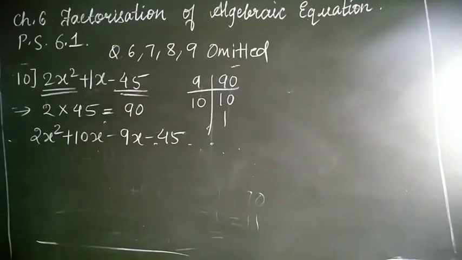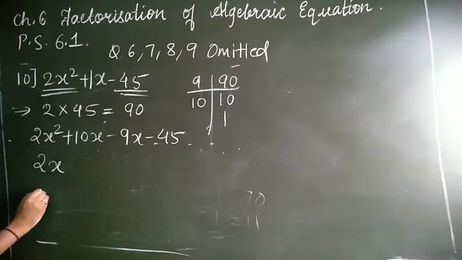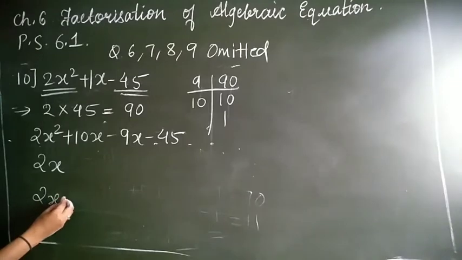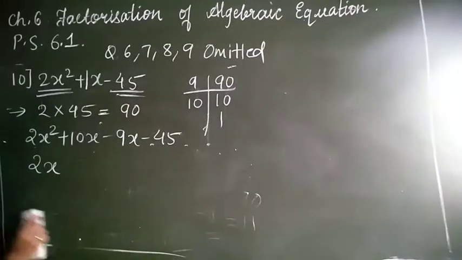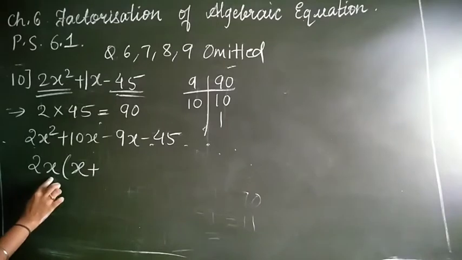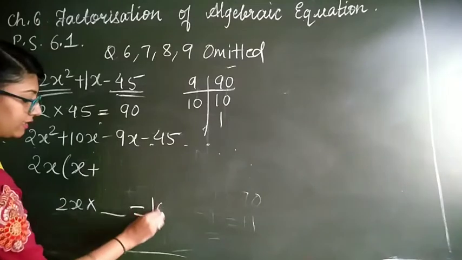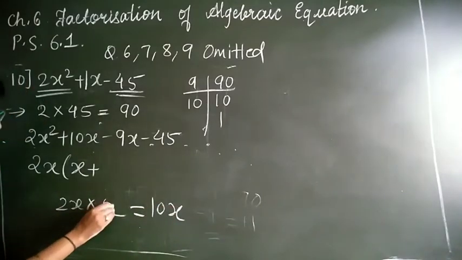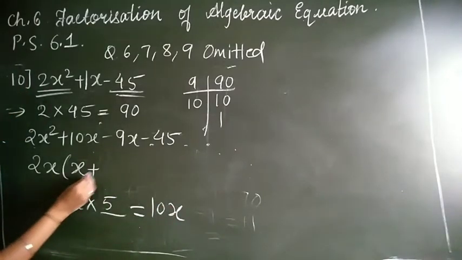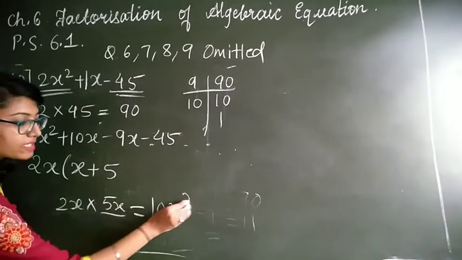Now we will take common. Here we will take 2x as common. 2x square means 2x into x, right? So x will be in the bracket. 2x in bracket, x plus 2x into how much will be 10x? 2 5s are 10. So we will write 5 over here. We will not write x over here because it will become x square.